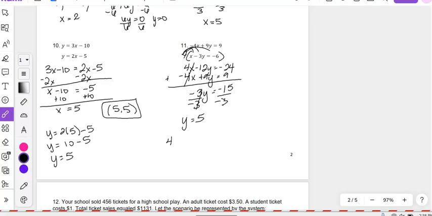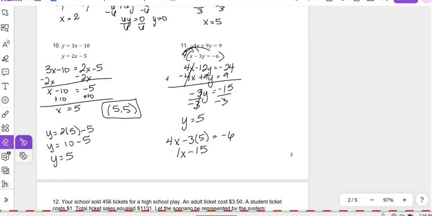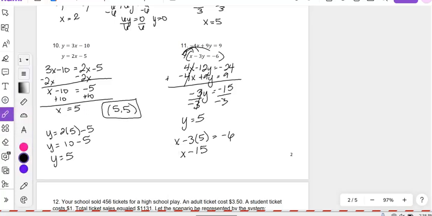Then I'm going to go back into one of my original equations and plug 5 in for y. So x minus 3 times 5 equals negative 6. X minus 15. Going back, that should have just been x, not 4x, because I'm plugging it into the original equation. So x minus 15 equals negative 6. Add 15 to both sides. X equals 9. So my answer is 9, 5.